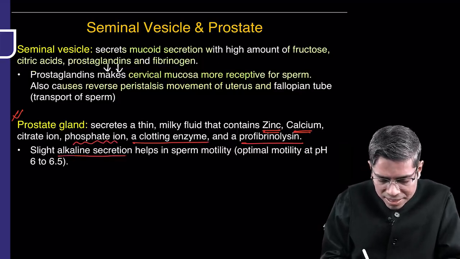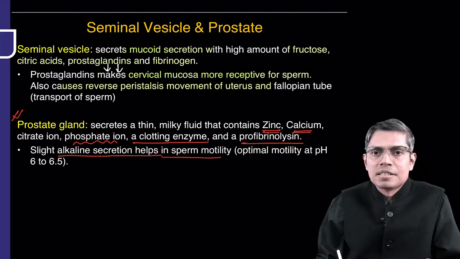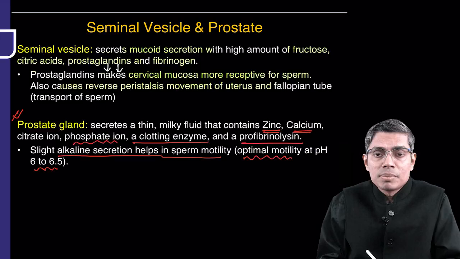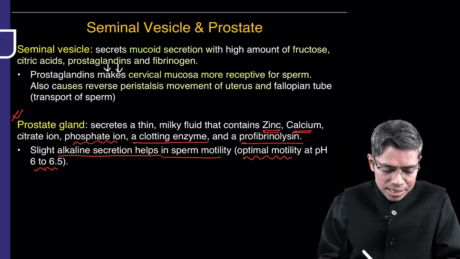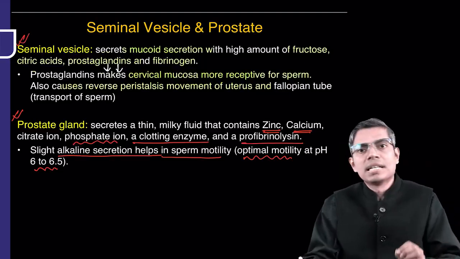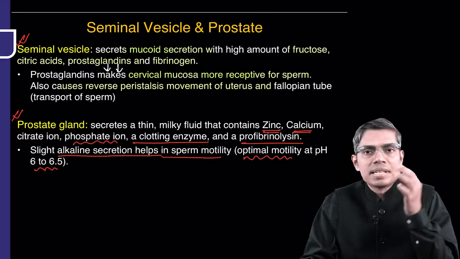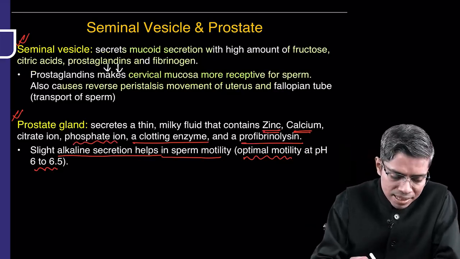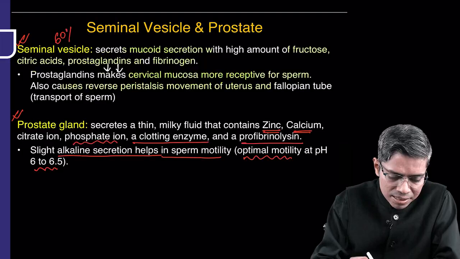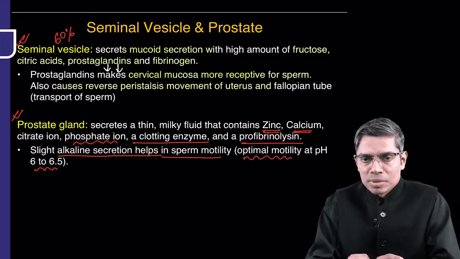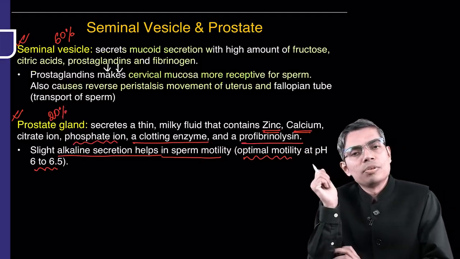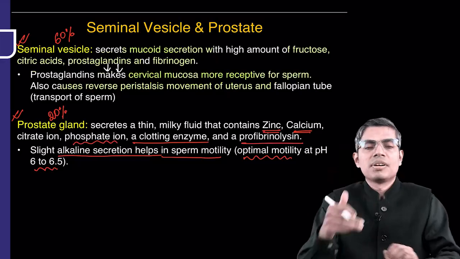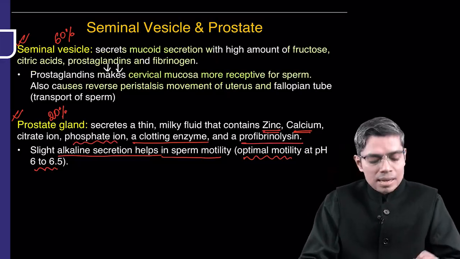Now, the slightly alkaline secretion of the prostate helps in sperm motility, although the optimum motility of the sperm occurs at a pH of 6 to 6.5. So, these two accessory glands are secreting the various components of the semen. It is said that the seminal vesicle generally secretes 60% of the total volume of the semen, and the prostate gland secretes 20% of the total volume of the semen. So, this is the function of the seminal vesicle and prostate.